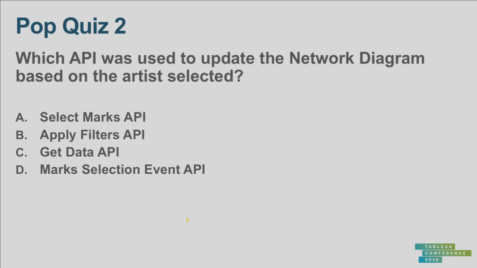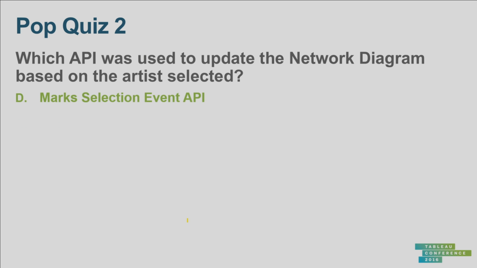So anyone think the answer is A, select marks API? What about B, apply filters API? OK, some people think it's B. What about C? Anyone think it might be the same API? Probably not, right? OK, what about D, mark selection event API? Cool. So the audience is slightly more divided this time, but most of you still got the right answer. The answer is still mark selection event API.